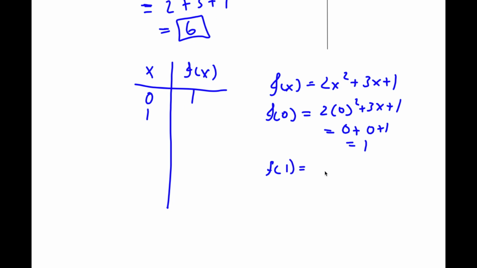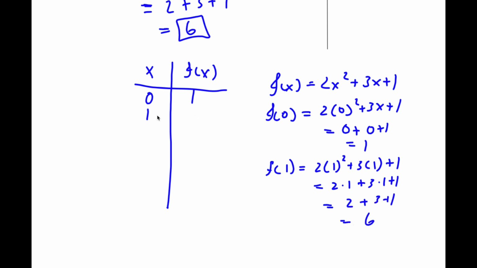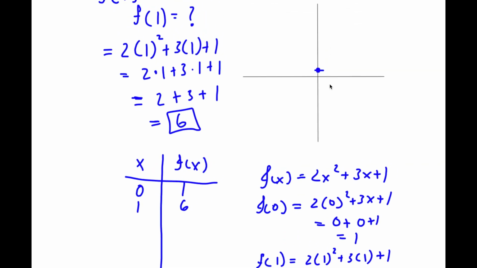So we have to evaluate f of 1, which is 2 times 1 squared plus 3 times 1 plus 1. 1 squared is 1, so 2 times 1 plus 3 times 1 plus 1, which is equal to 2 plus 3 plus 1, which is equal to 6. So we have 1, 6. So that's our next point.